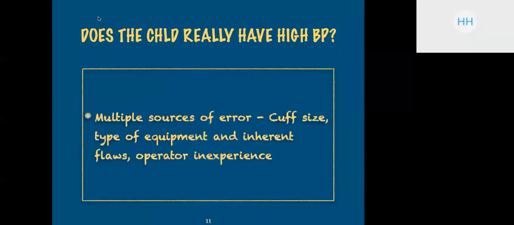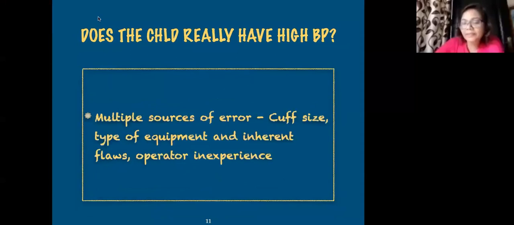So errors can be from multiple sources. You have to use the correct cuff size for the patient size. And also you have to have a look into what type of equipment it is that you are using and what are the inherent flaws associated with the equipment. Also, you should find out who checked the blood pressure, not only with what machine, but who was the person who actually checked the blood pressure, because all your further steps are going to depend on this one measurement.